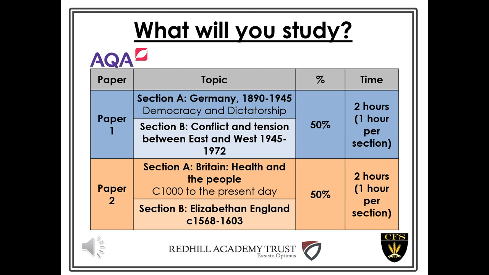We study the AQA exam board, which has two papers as part of the summer exam series. Each paper is 2 hours long and is split into two sections, so you study four topics in total. I'm going to go through these topics now so you can learn a little bit more about what you will be studying at GCSE.